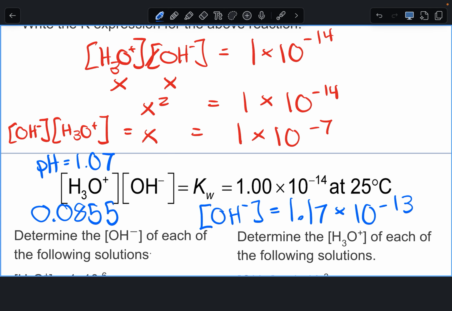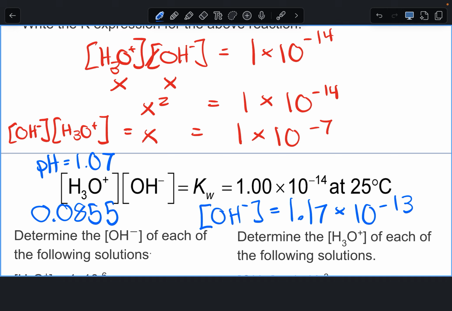Now, pOH is way less common. It's probably not something you guys have heard of before. It pretty much just makes calculations a little bit easier sometimes. We don't actually report things as pOH usually, but let's do that for this one too.